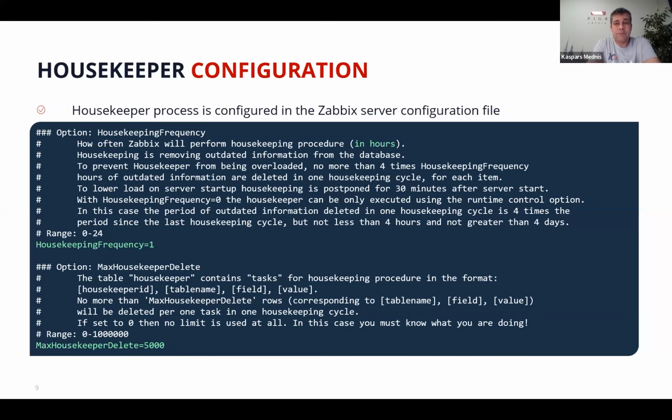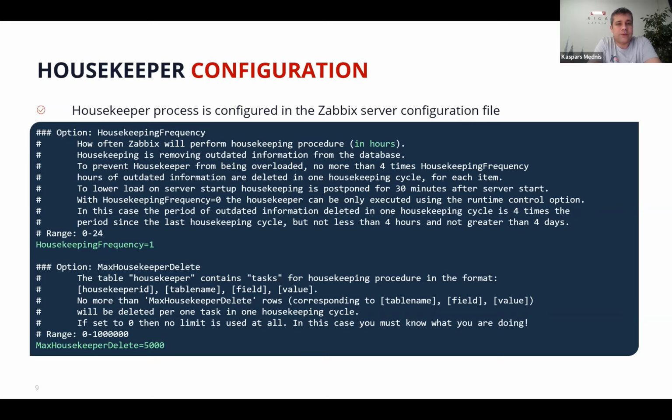The process itself is configured inside the Zabbix server configuration file. Yes, so we are not talking about configuration of periods. We are talking about the process configuration. And we have two settings, housekeeping frequency and max housekeeper delete. If you read the config file, there is a lot of information about those settings, but sometimes it's not really easy to understand what's written there.